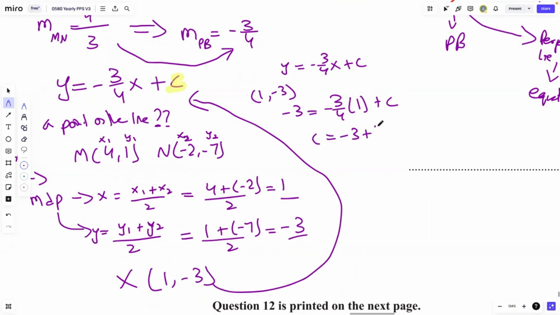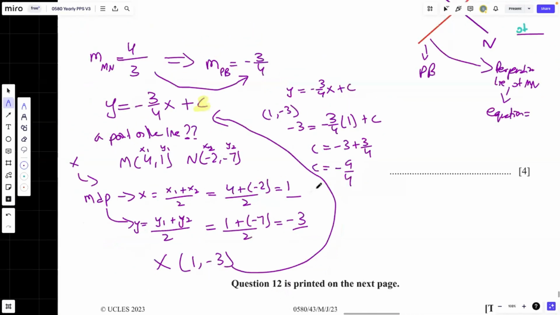And the 3 goes on the other side. 3 over 4 times 1 is just 3 over 4, so I can remove the 1. So that's -3 minus 3 over 4. That's going to give me C equals -15 over 4.